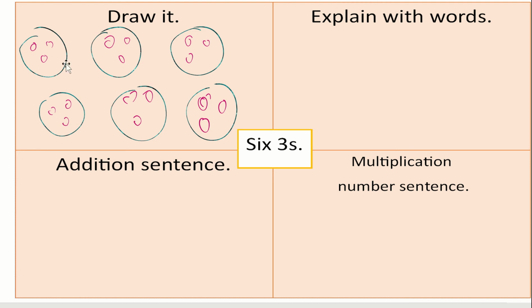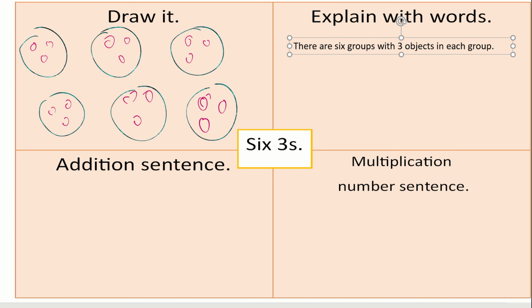6 groups, and there's 3 in each. Okay. Now, we've done the first bit, so we're going to explain it with words. So it's basically what I was just saying there, the words that I was using. We have, there are 6 groups with 3 objects in each group.